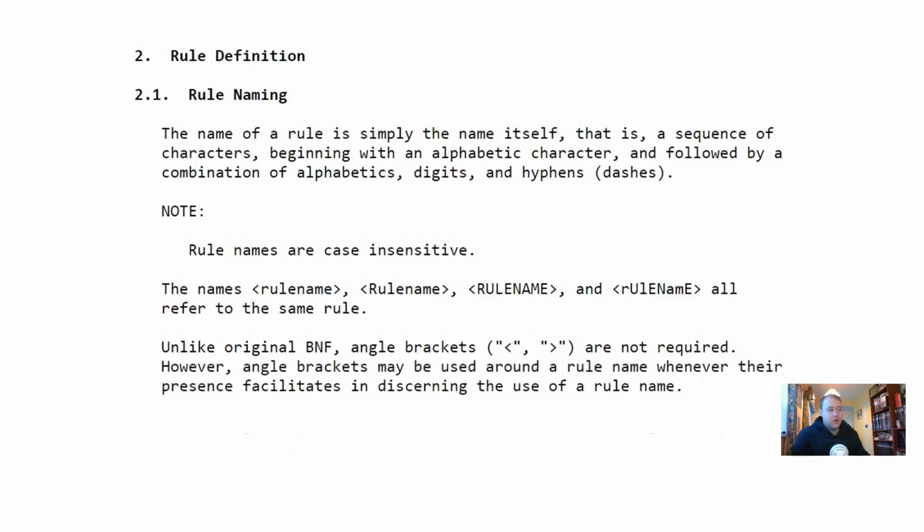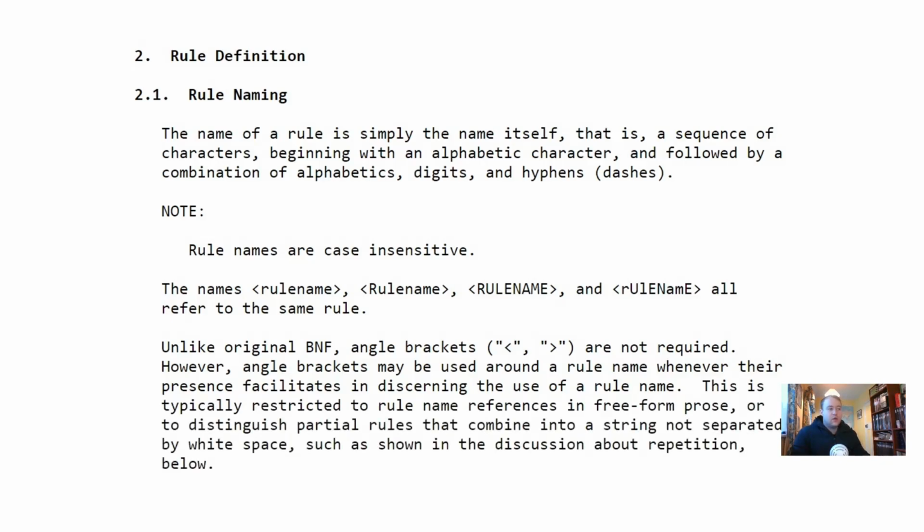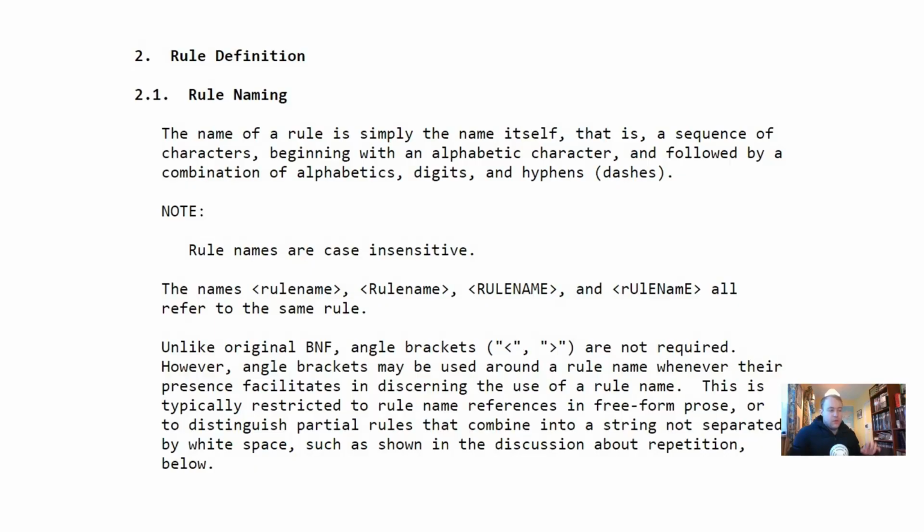However, angle brackets may be used around a rule whenever their presence facilitates discerning the use of a rule name, so you don't know it's a rule that's being talked about. This is typically restricted to rule name references in free-form prose, or to distinguish partial rules that combine into a string not separated by white space, such as shown in the discussion about repetition. So we'll try to remember that when we get to the discussion of repetition. We're going to look at variable repetition and specific repetition.